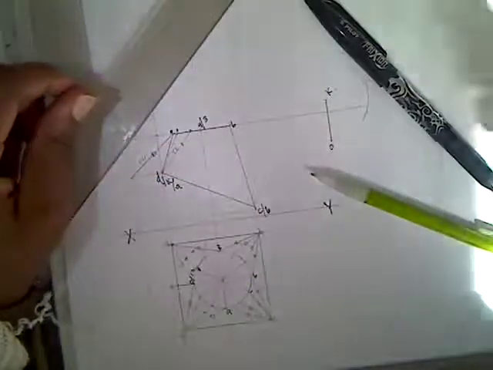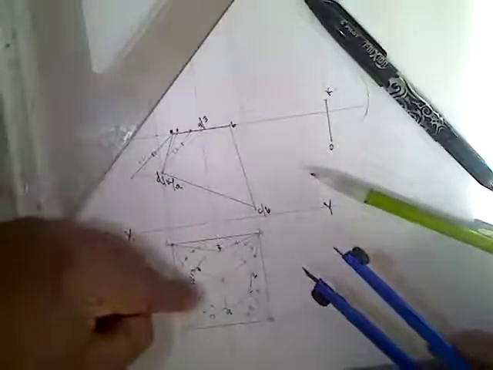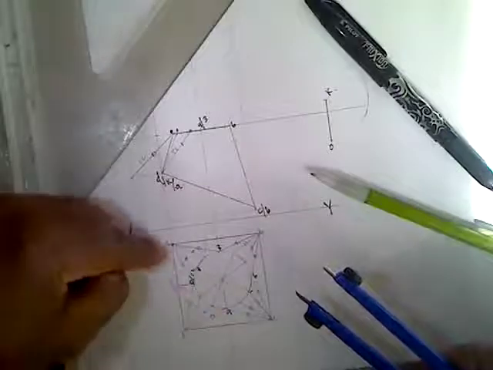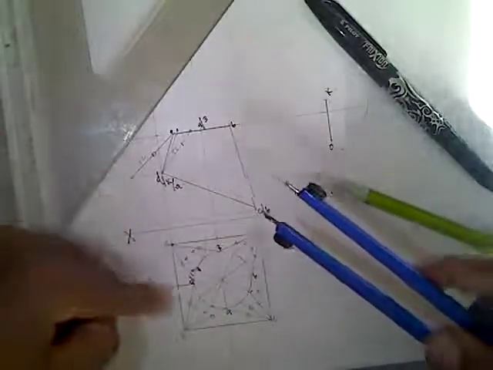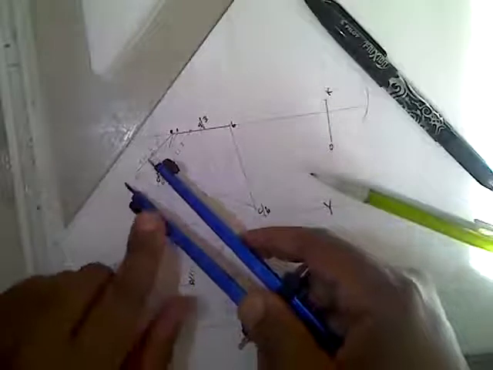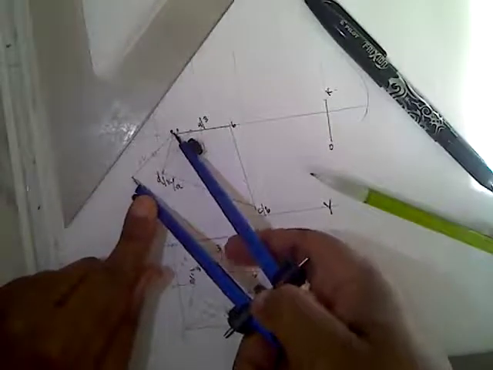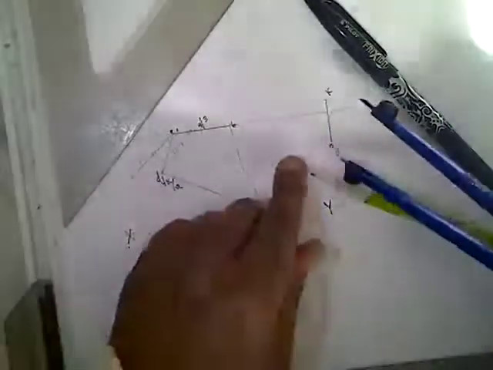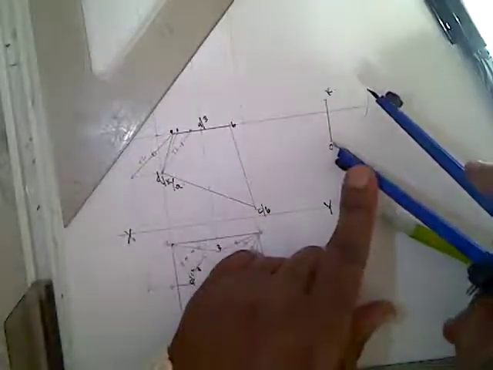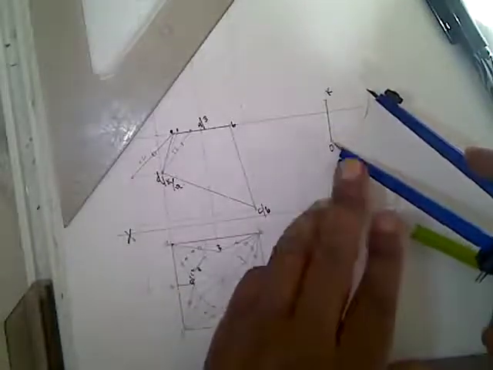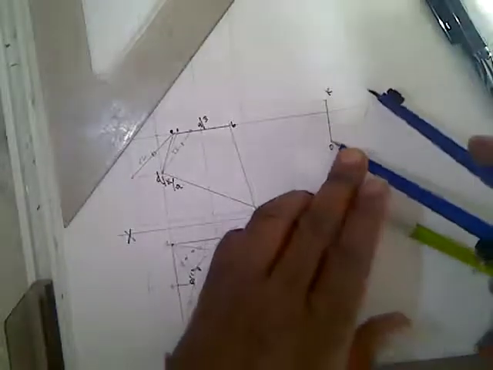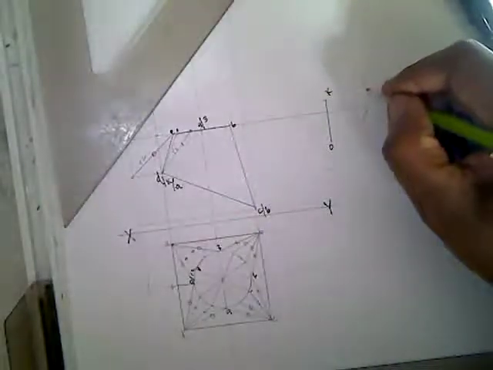Where is the true length of 0A? This is the true length. I will take that true length. There is the true length. Taking that true length, 0 to A, it will be there. So 0 to A, my A will be there.